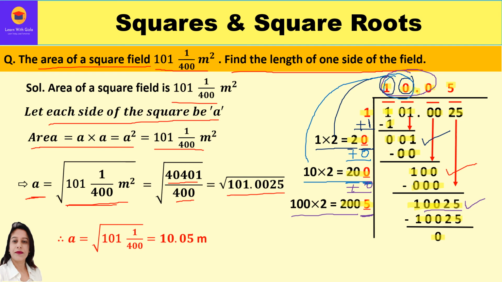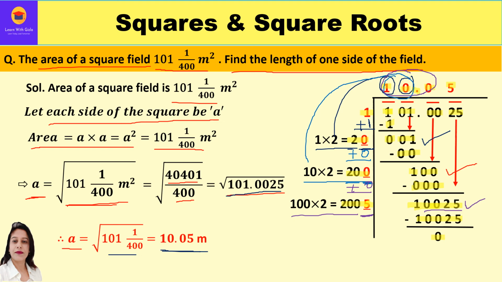So I can say my answer, that is each length of this square field, A, is equal to 10.05 meters, which is the quotient. The quotient becomes the square root number. So the square root of 101 1 by 400 is 10.05 meters. Now this is one way of finding the square root of this mixed fraction. First we converted it into decimal form, and then we found the square root of this decimal form.